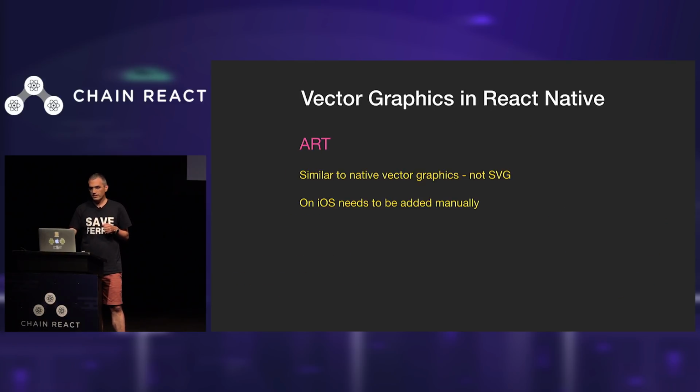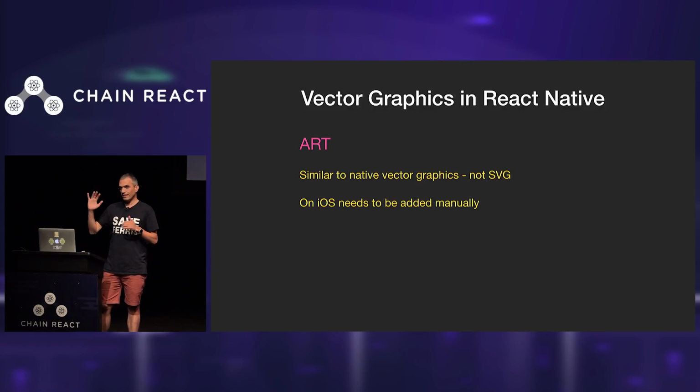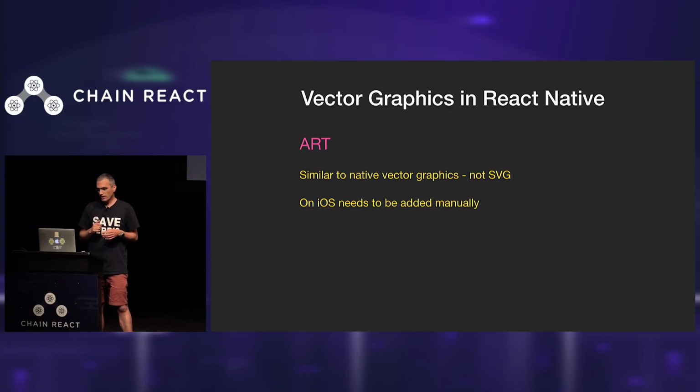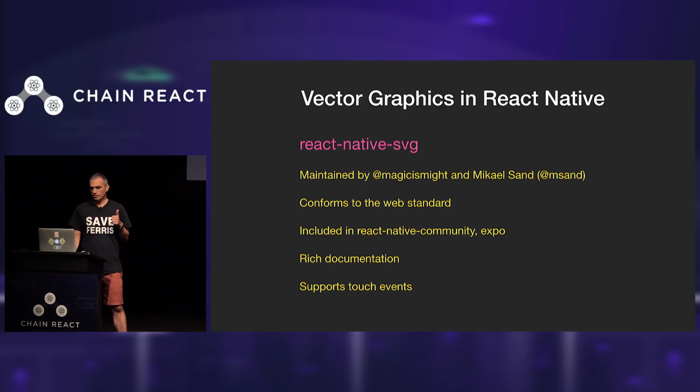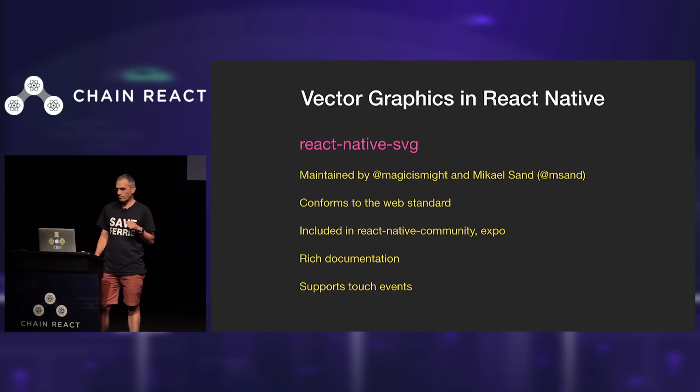So, React Native. React Native ships with a vector graphics library called ART. It's not exactly SVG. It uses different components, but it's in React Native, and it works cross-platform. On iOS, you have to manually add it because it poses some sort of burden on the bundle size. Another way to go, and actually the more recommended way, is to use a package called React Native SVG. I'm going to talk about this package from this point on.